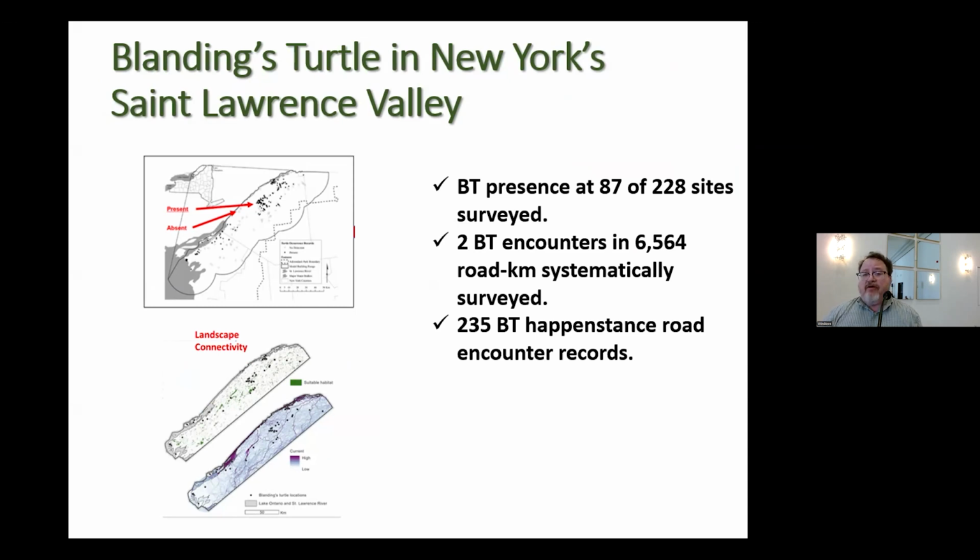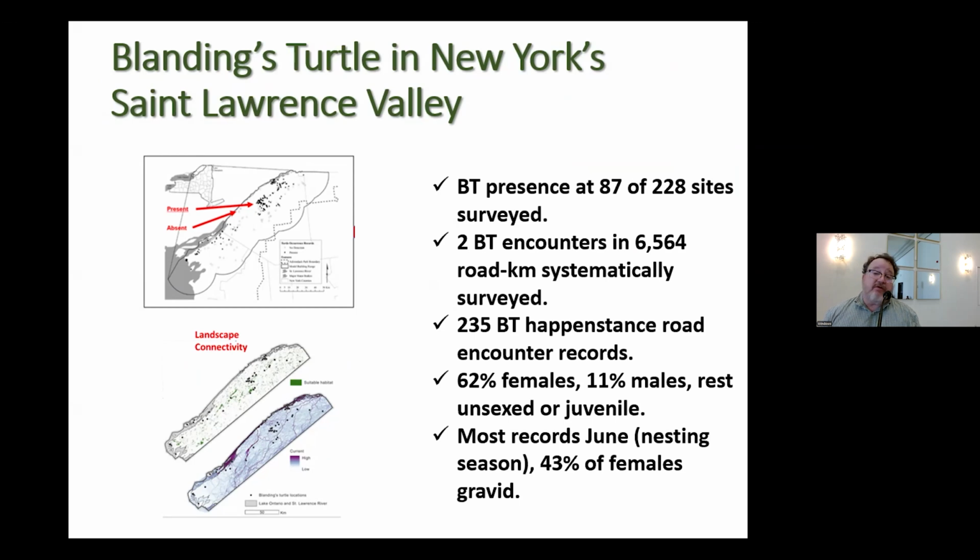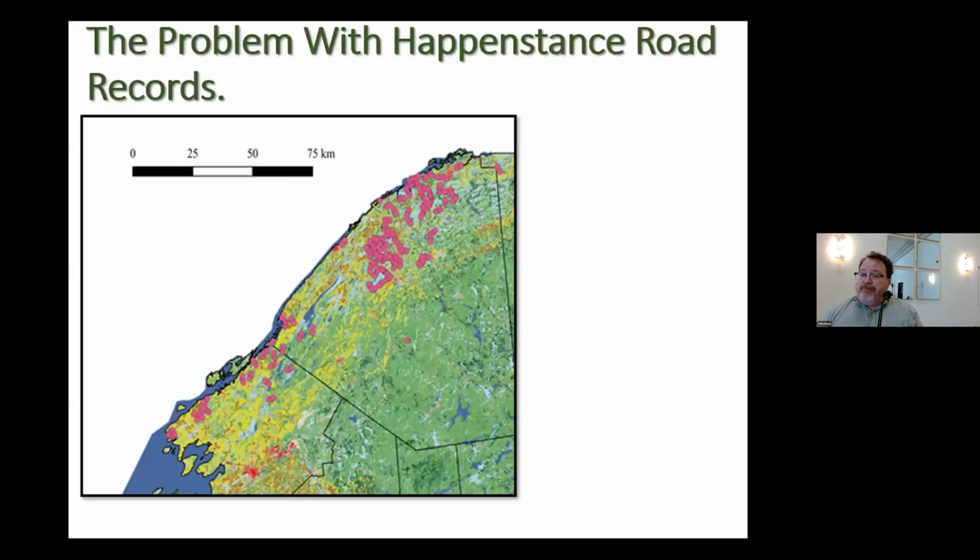But we do have about 235 opportunistic records that people have called in or recorded, that we've seen, that we can verify are likely to be real records. Of these, about 62% are females, 11% are adult males, and the rest are unsexed. So you can see there's a really strong sex bias. Most of the records are in June when they nest, and 43% of the females are gravid. So what we're really seeing, particularly with Blanding's turtles, in road encounters is females that are going nesting or coming back from nesting.